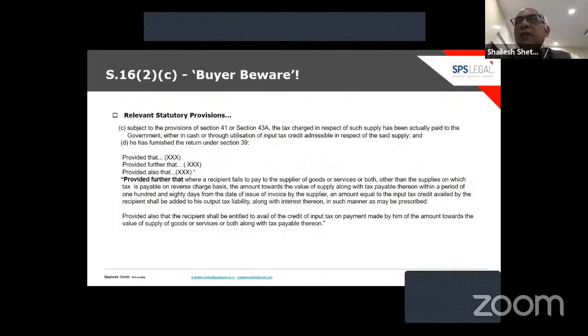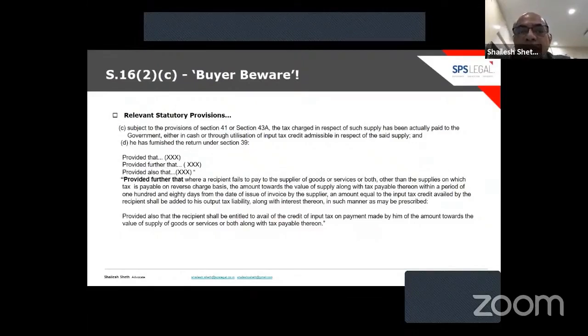The first two conditions are quite simple: that the taxpayer should have received the goods or services, that is his input procurement on which he is claiming the credit, and he should be in possession of the valid tax invoice. There is no difficulty. This is more or less a similar view coming from the Cenvat credit in the earlier Modvat days. The third condition is that the supplier should have discharged the tax liability either in cash or through ITC in respect of the supply made to the recipient taxpayer. We will be discussing this third condition. And the fourth is he has furnished the return under Section 39.